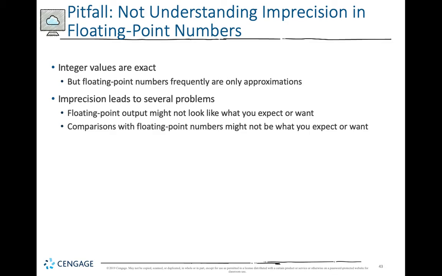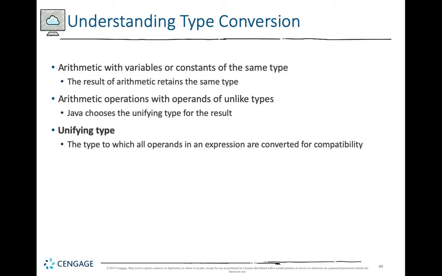Some different calculations. All right, some pitfalls. Not understanding the imprecision of floating point numbers. Integer values are exact, meaning they don't have a decimal point off of them. The only decimal they have is implicit in the fact that it's a dot zero, right? Because it's a whole number. Imprecision leads to a lot of different problems. Floating point output may not look exactly like you want. Comparisons with floating point numbers may not be exactly what you expect either. So you need to think about the position of your floating point number. Are you wanting 1, 2, 3, 4, or so forth?